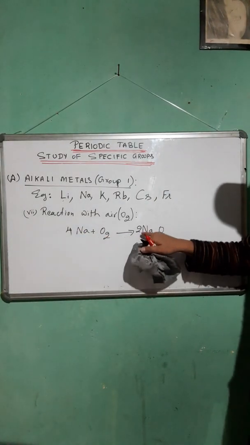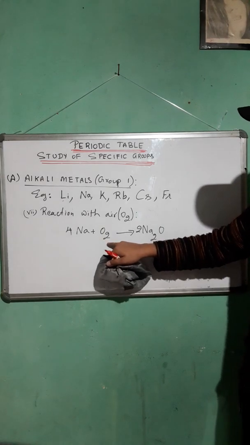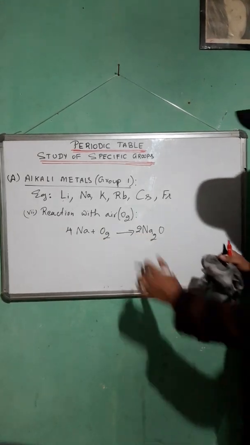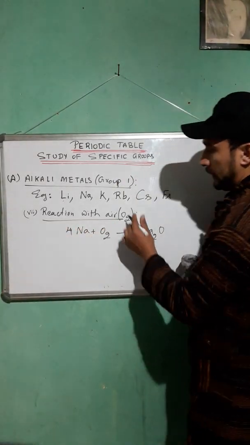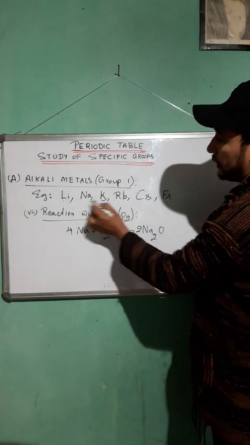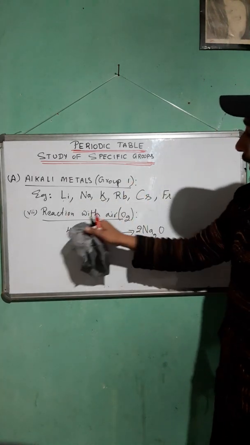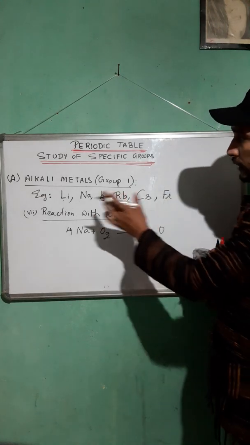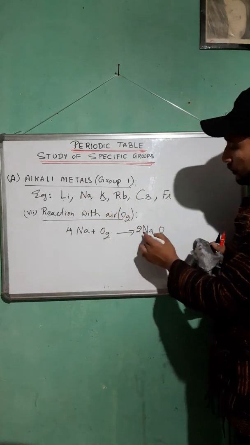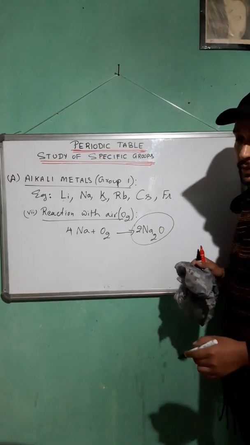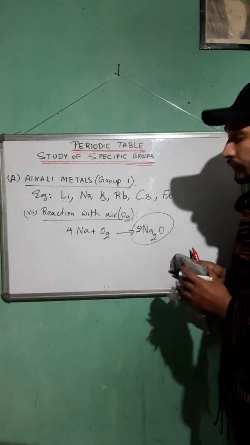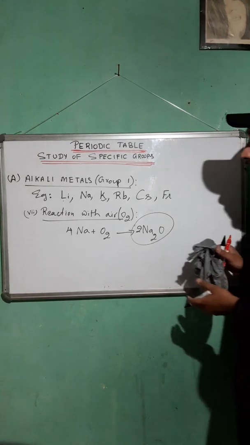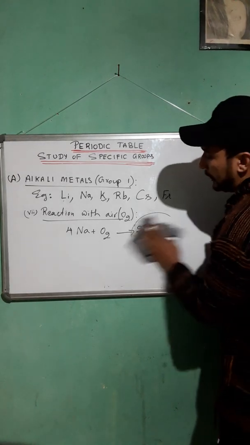4 sodium, 2 to the 4 sodium. Next, 2 oxygen, 2 oxygen. Similarly, a similar type of reaction takes place with other elements also. So, reaction with air or oxygen. Air means you can consider oxygen. So these group 1 metals react with oxygen to form their oxides, and the reaction is vigorous. The reaction takes place at a very rapid rate.